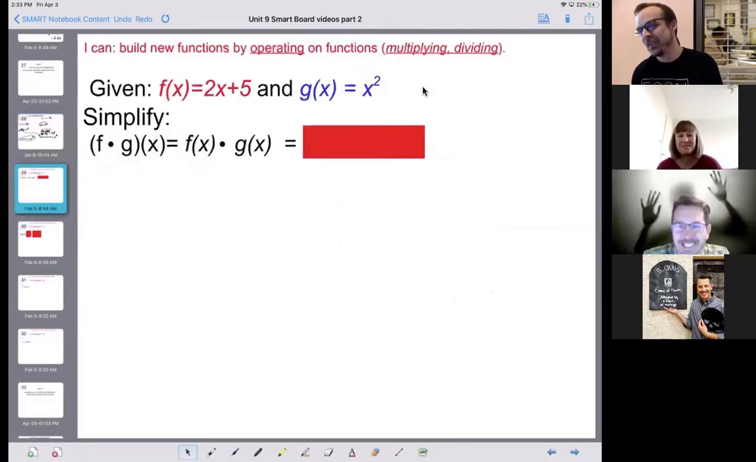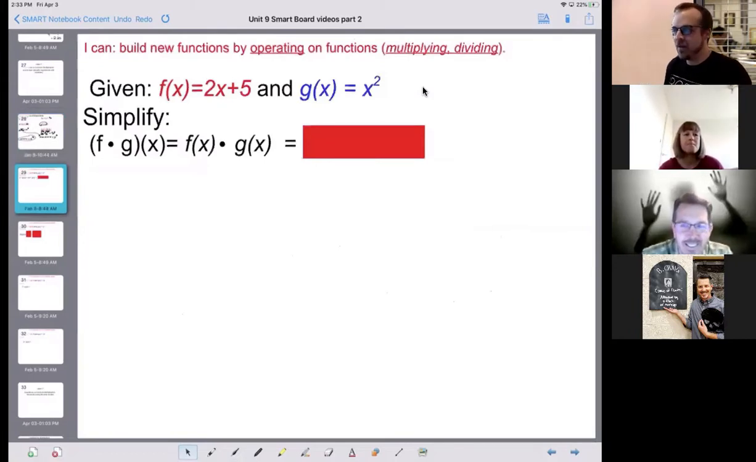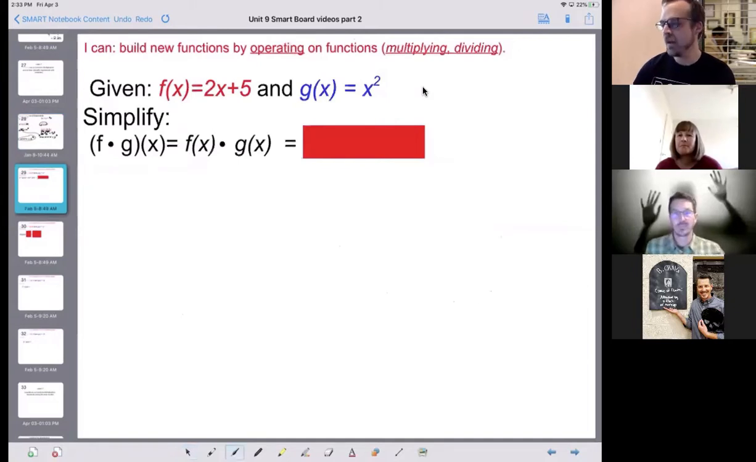Yay. So our first example here is we're going over some multiplication. It's asking us to simplify f times g of x, and it gives us what those functions are. F of x is 2x plus 5, and g of x is x to the power of 2, or x squared.